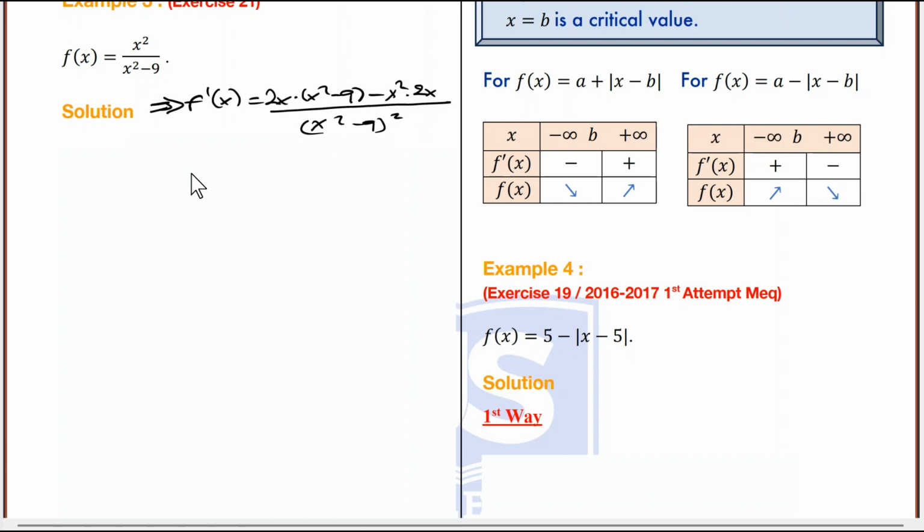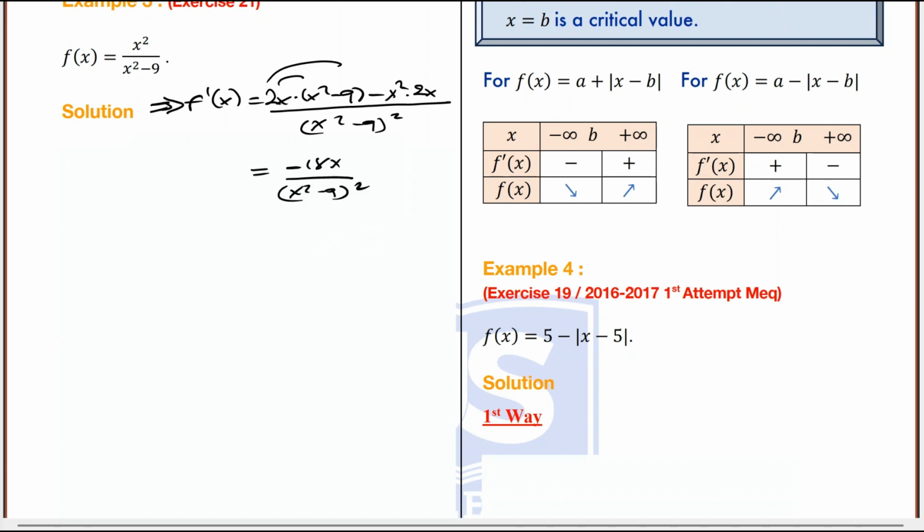Let's simplify this a bit. You distribute, subtract and stuff. You can do the calculations. At the end, we will have negative 18x at the top, x squared minus 9 squared at the bottom. Okay, this is the derivative.